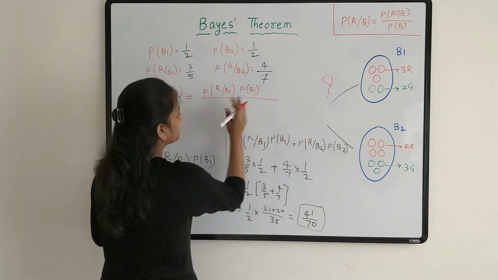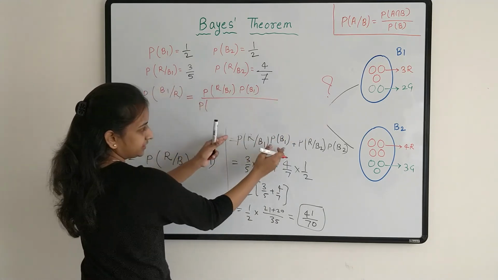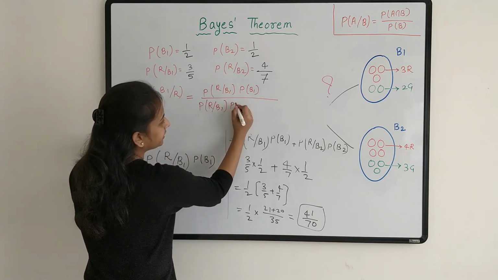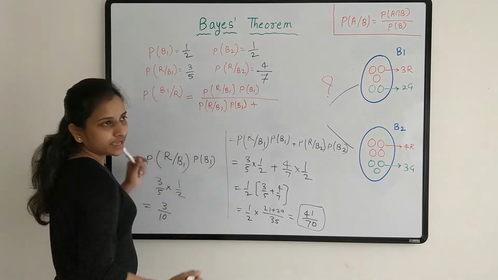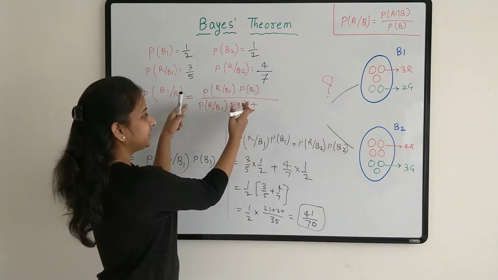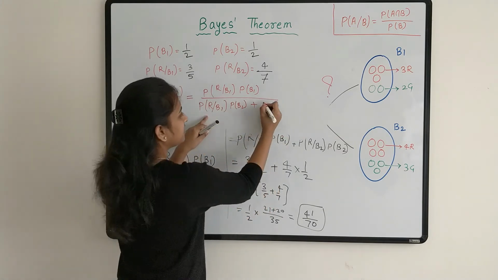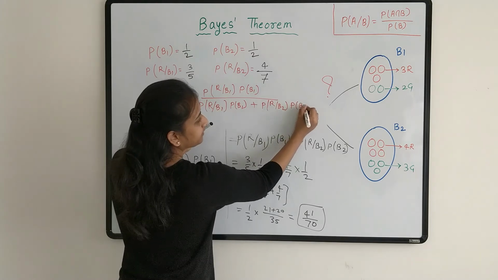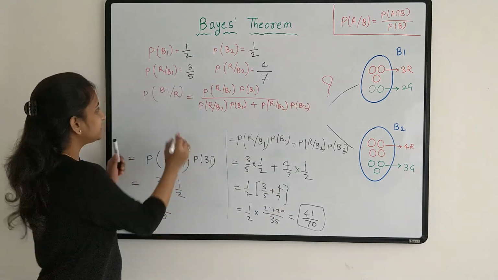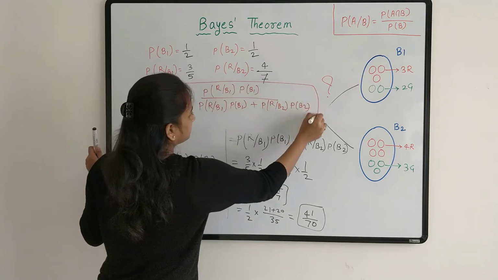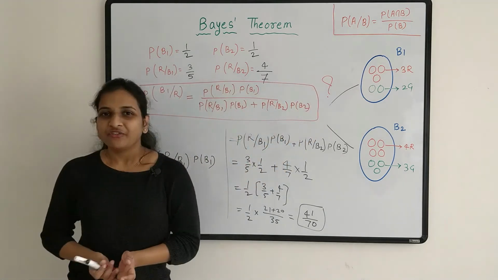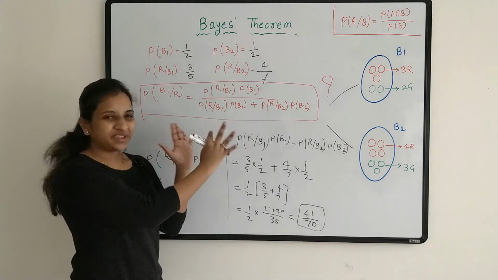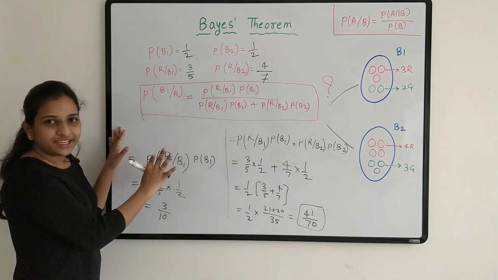Now the same thing here into probability of B1, plus, as there are two bags, we are writing these terms two times: probability of R from bag 2 into probability of selecting bag 2. This is the Bayes theorem. See, for you this might look like a difficult formula, but it is not. It is just a big formula. It's very easy to remember.